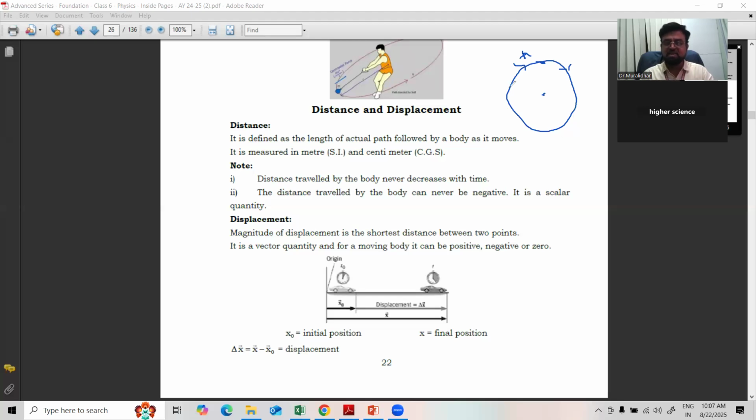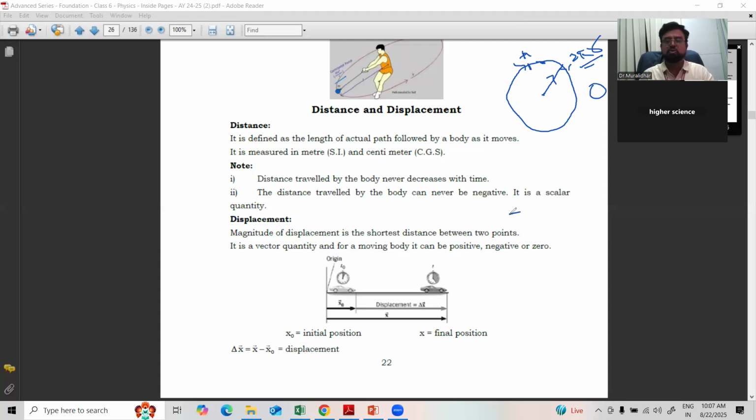So what is the distance? Distance is nothing but the circumference of the circle. We can take 2 pi r. Correct. So when the body goes from A and comes back again, the distance is 2 pi r. Displacement is zero because it came back to the same position.